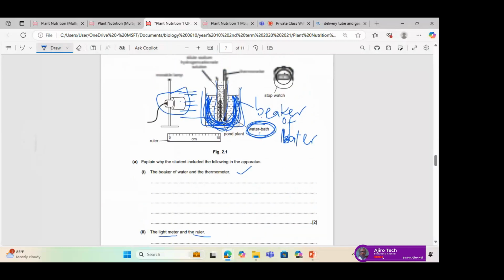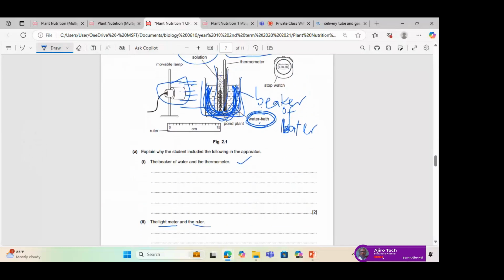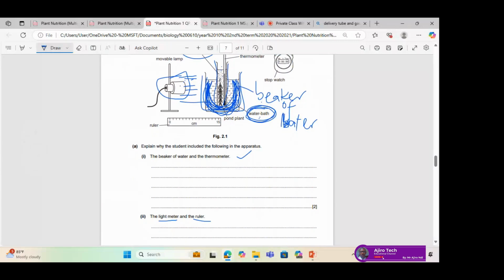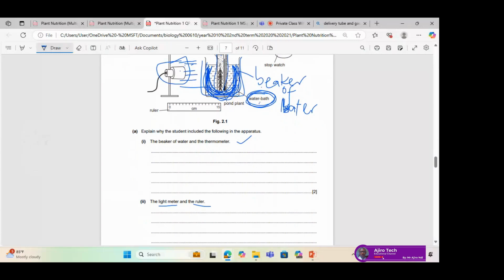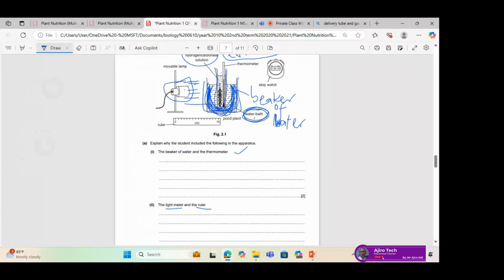Light meter and ruler. Common sense. What does light meter mean? It measures the amount of light emitted from the lamp. Simple. A light meter measures the amount of light emitted from the lamp. How about the ruler? To measure the distance between the lamp and the plant. Yeah, so that's it.